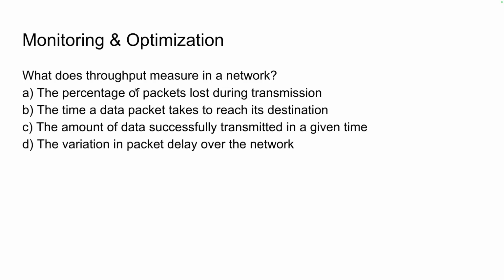So what does throughput measure in a network? Throughput is the data in bits that's actually being delivered to its destination, and it's measured based on a given amount of time. The example that we had was bits per second.